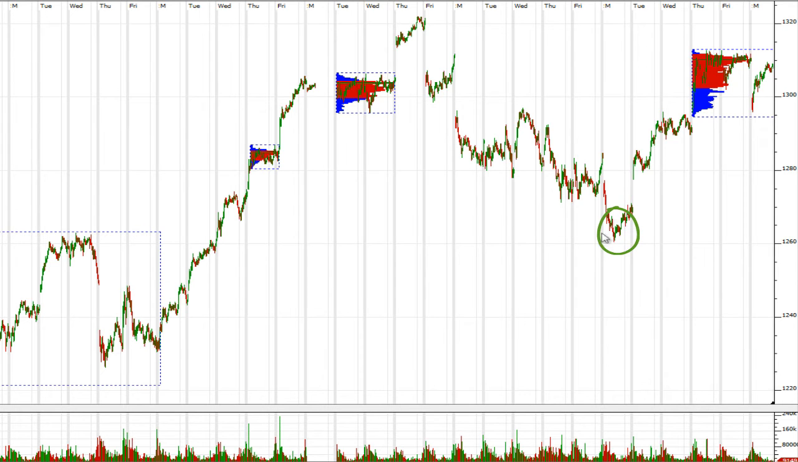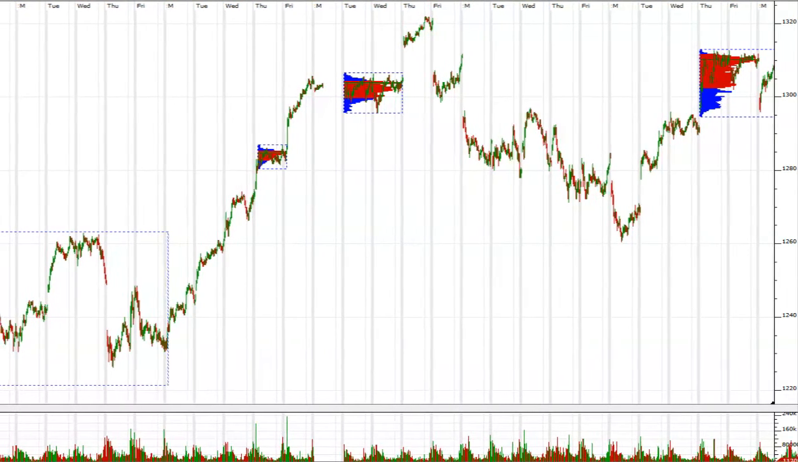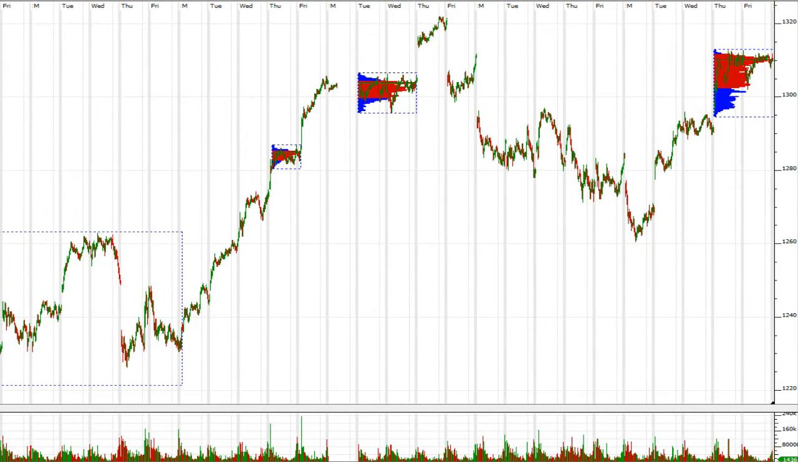Well, this low happened because the bigger term trend asserted itself, as you'll see here. Let's move this a little faster this way.